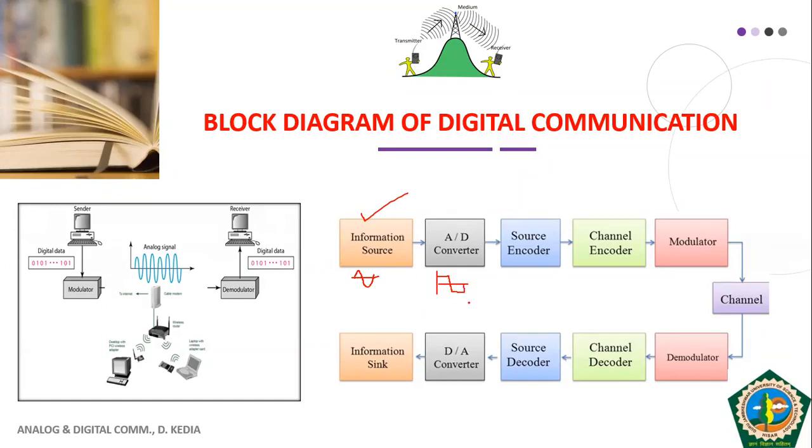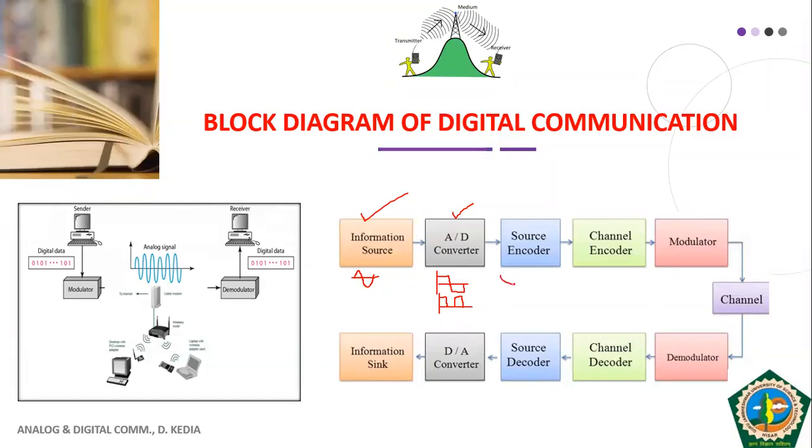If you use bipolar signaling, then this will be the kind of thing. And if you use unipolar pulses, your digital signal will look like this, which is discrete in time as well as in amplitude. So with the help of the A to D converter, we convert our analog information signal into your digital information signal.